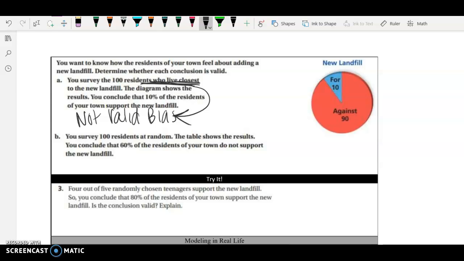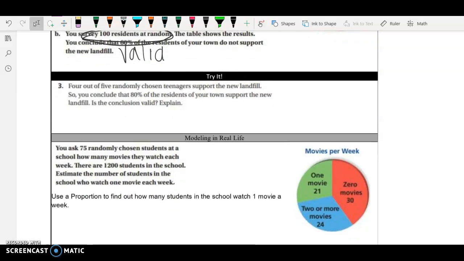So you survey 100 residents at random. The table shows the results. I forgot to add the table, my bad. But 60% of the residents in your town do not support the landfill. This is valid because you did at random 100 people in the town, not just the people living around the landfill. So now I want you to do this one on your own and then check your answer with mine.